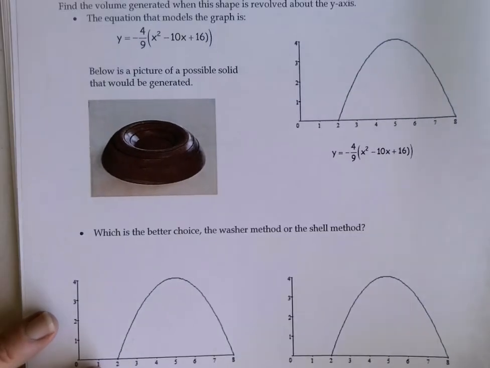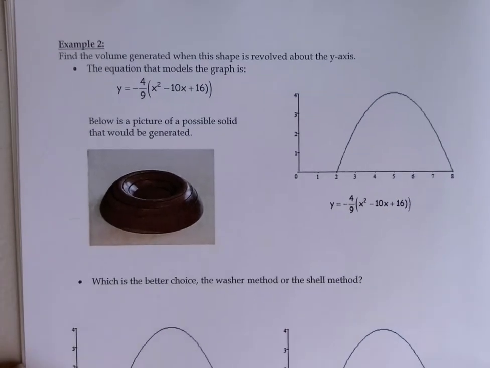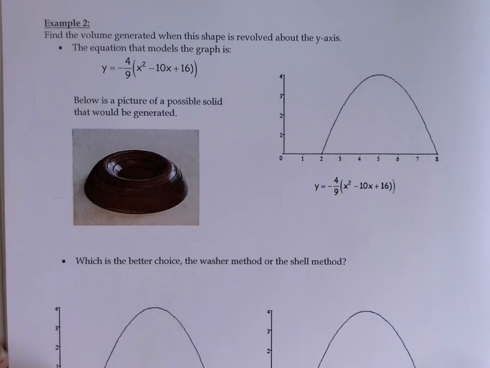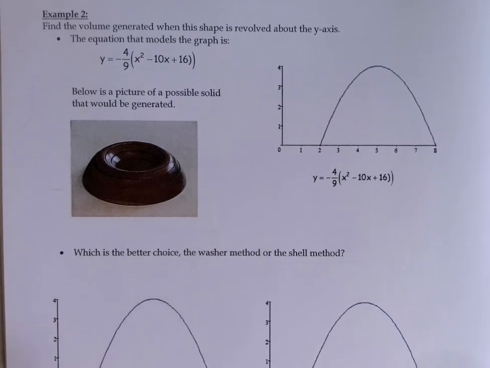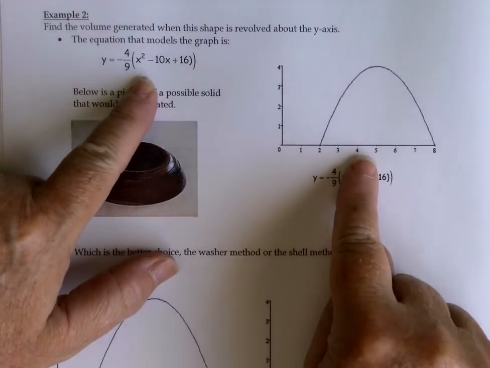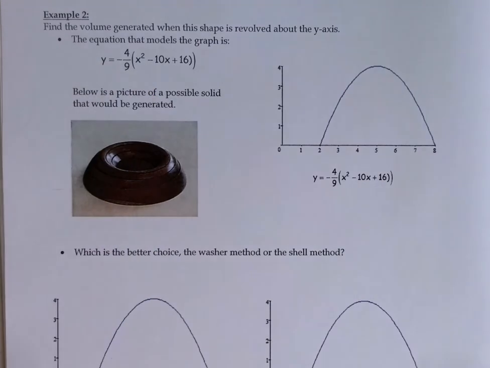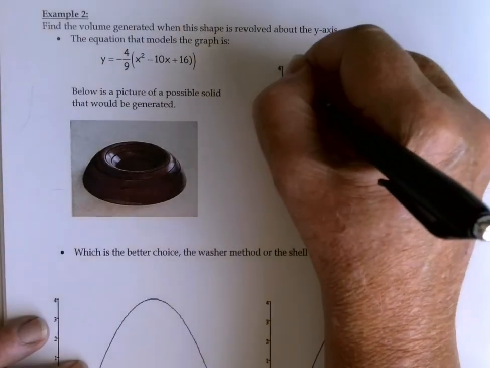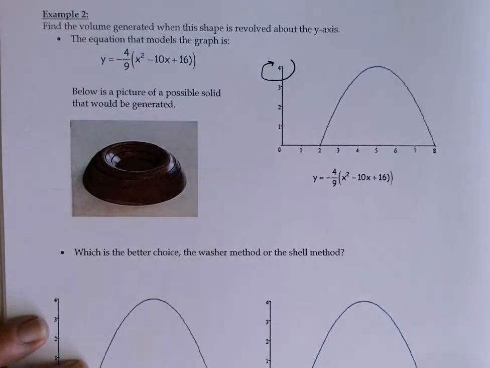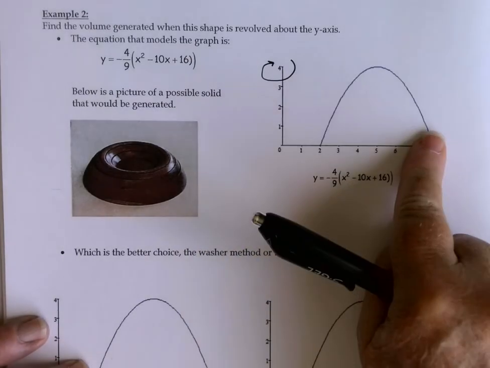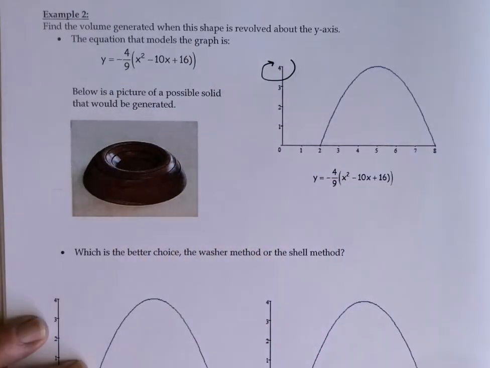So here's example 2. We would like to find the volume generated when this shape, which is actually graphed for us right over here, is revolved around the y-axis. And here's even a little picture. If you took this and revolved it around the y-axis, you might get something that looks about like that.